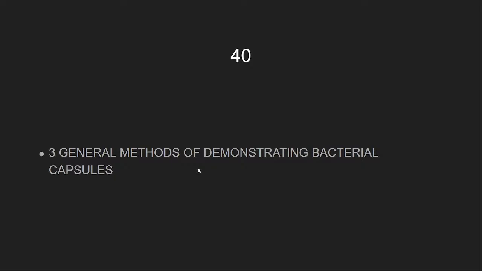So there's three general methods in demonstrating bacterial capsules. For number 40, the answer is you either use a milk media, or you use staining, or you do antigen serotyping. So milk media is fairly easy. Anything that grows on milk media would probably be an organism that grows on a specific milk media. We use a different milk media.